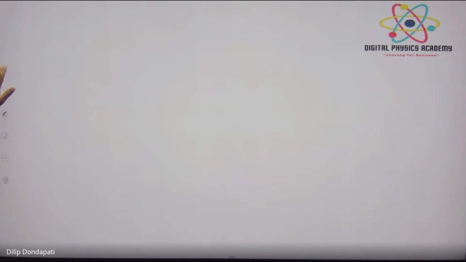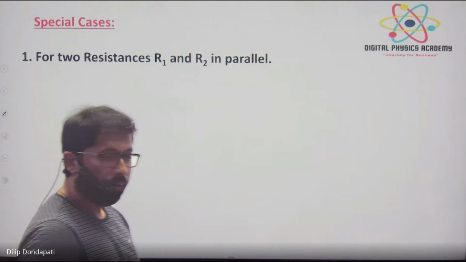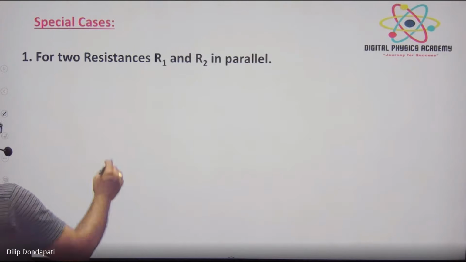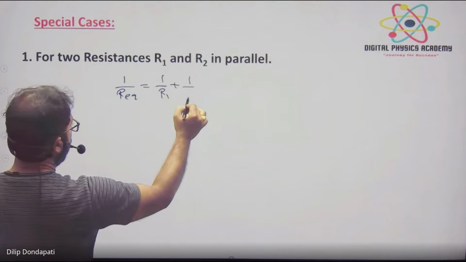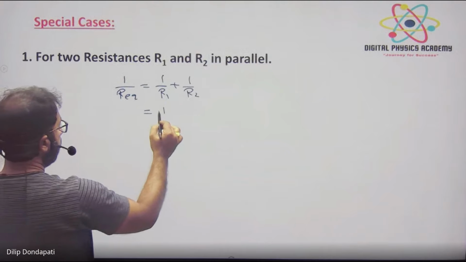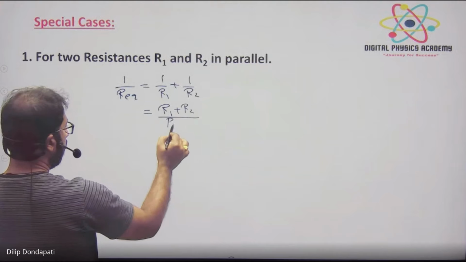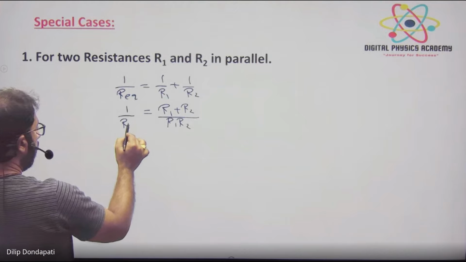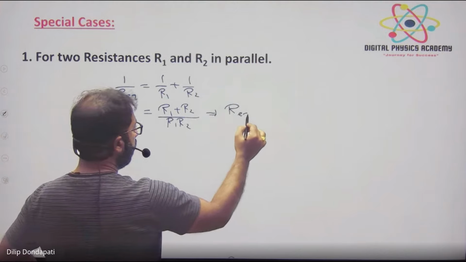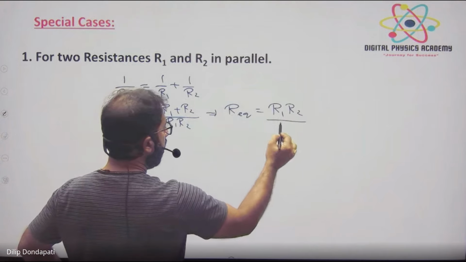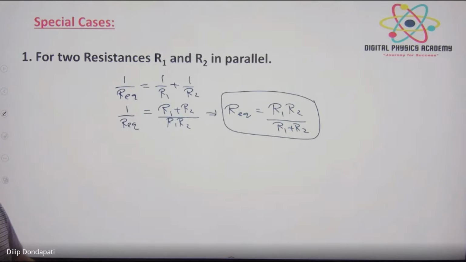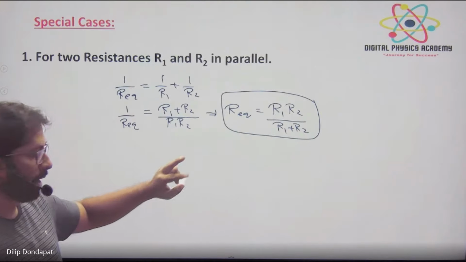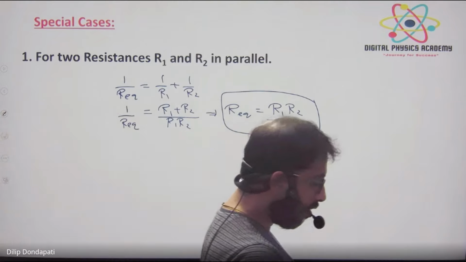Okay, चलो तो special cases करो. When two resistors R1 R2 are in parallel, find करो R equivalent. When two resistors R1 R2 connected in parallel, so 1 by R equivalent is equal to 1 by R1 plus 1 by R2. So इसको R equivalent क्या आएगा? So therefore, R equivalent is equal to simply R1 R2 by R1 plus R2. This is the formula for R equivalent. So whenever two are connected in parallel, simply आपको R1 R2 by R1 plus R2 करने का.